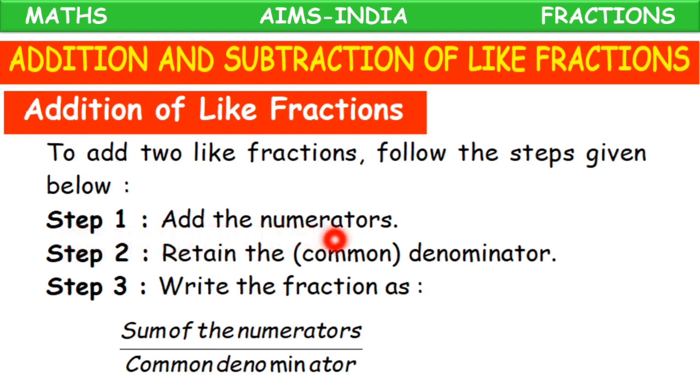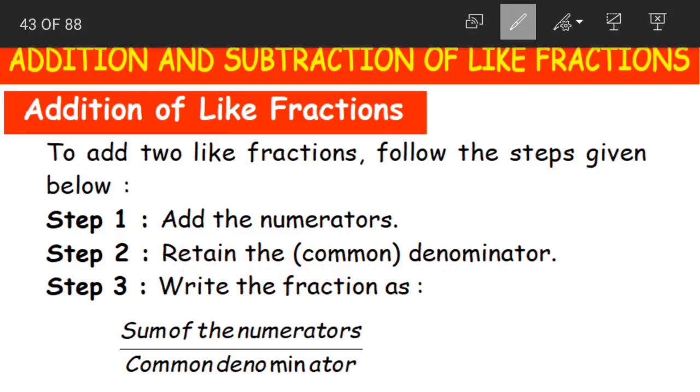Step 1, add the numerators. Step 2, retain the common denominator. Step 3, write the fraction as the sum of the numerators divided by our common denominator. What does retain mean here? Retain means keep it with us, okay? Keep it as it is. Do not change it or give it away.